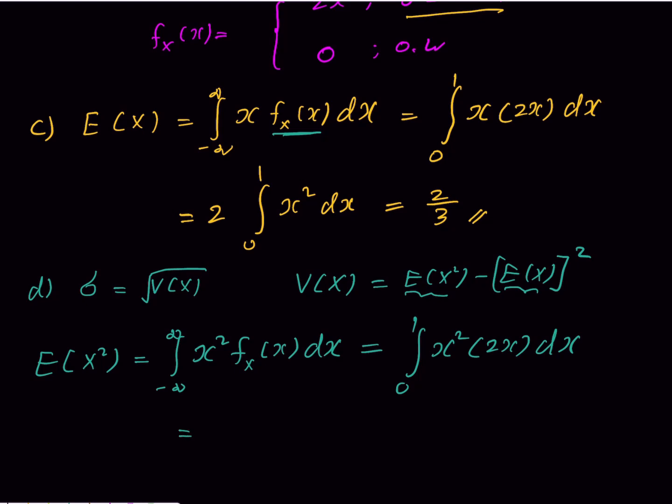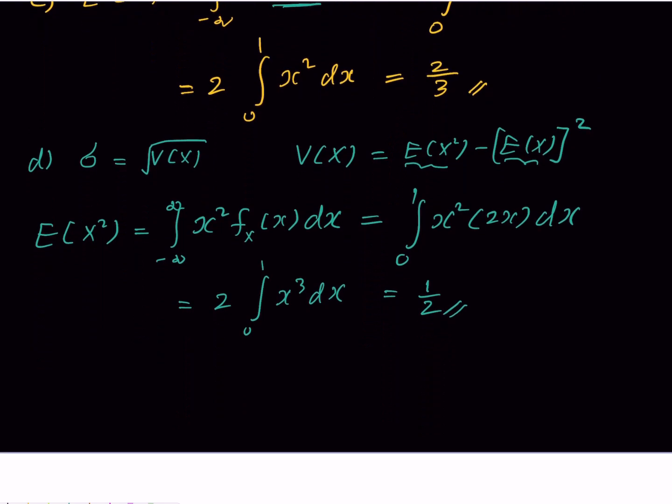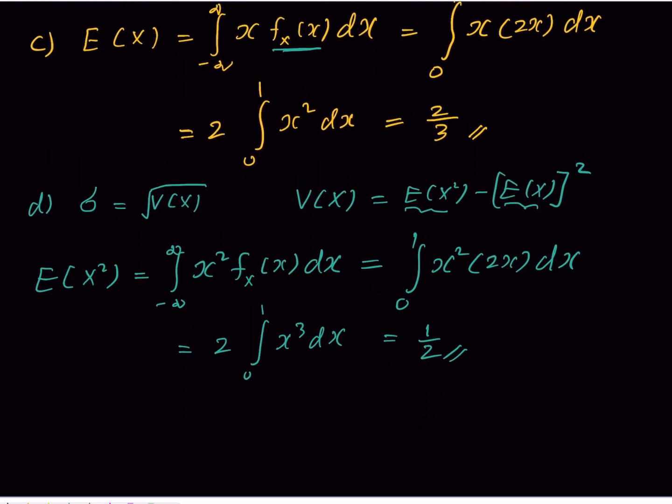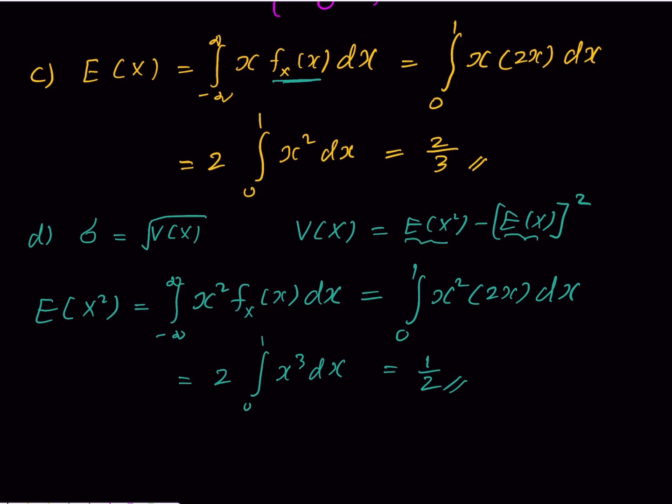So again you can take 2 out: 0 to 1 of x to power 3 dx. So you know how to integrate this. x to power 3 becomes x to power 4 over 4. Then you can plug in 0 and 1. Then the answer is 1/2. Now we know the expected value of x and the expected value of x to power 2.